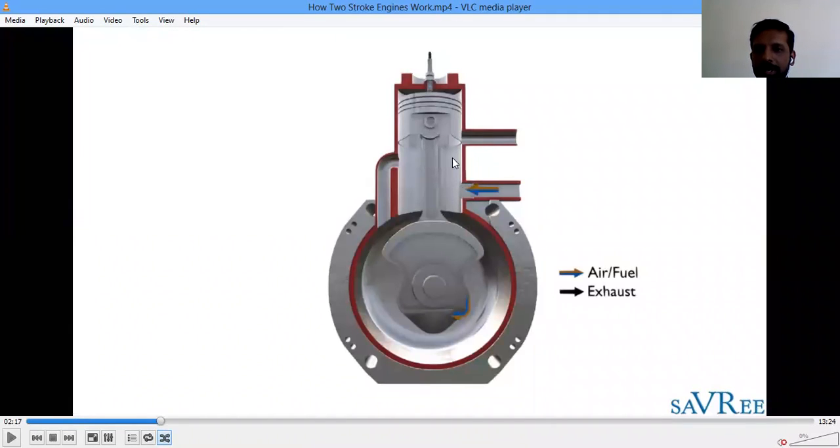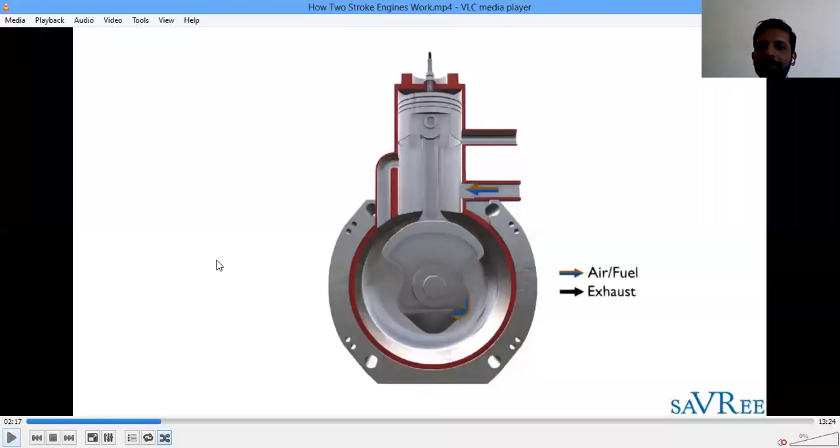So when the piston is over here, the exhaust port is closed and the inlet port is open. Since the piston has moved from BDC to TDC, the suction has been created in the crankcase region. So the air fuel mixture is going to be drawn in. That is what is shown by this arrow mark. The air fuel mixture is going to enter the crankcase region, not directly into the combustion region.